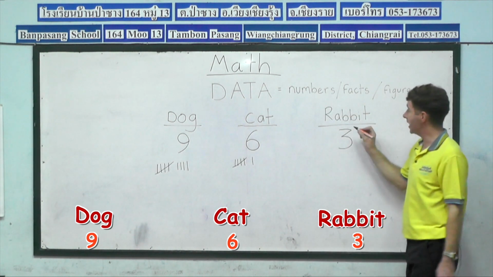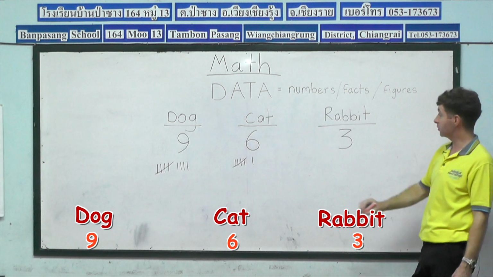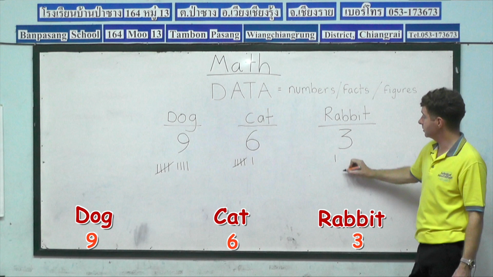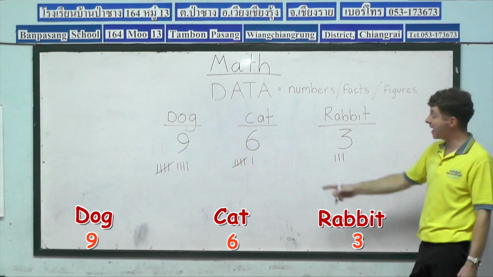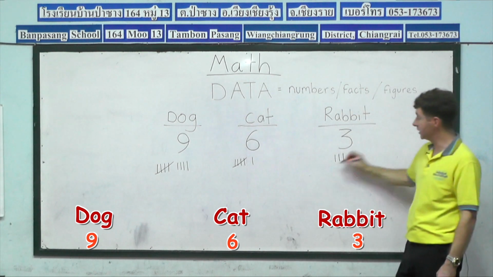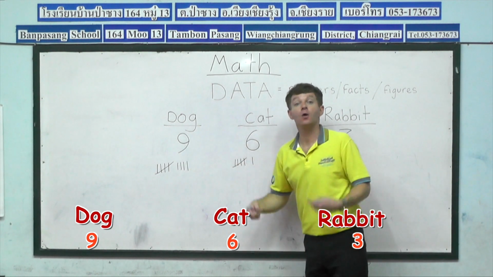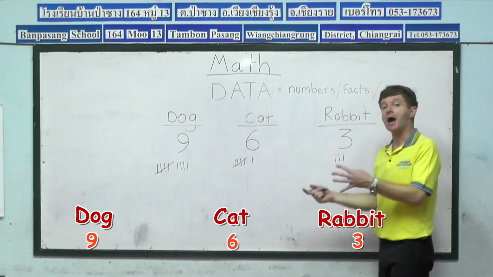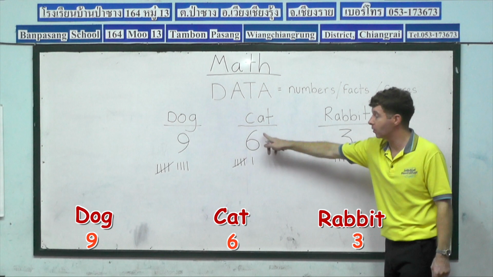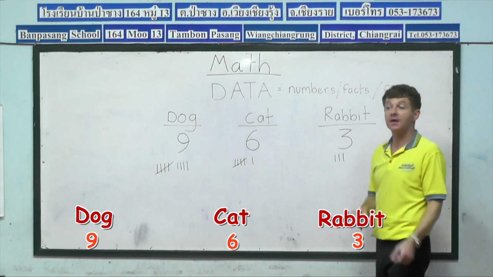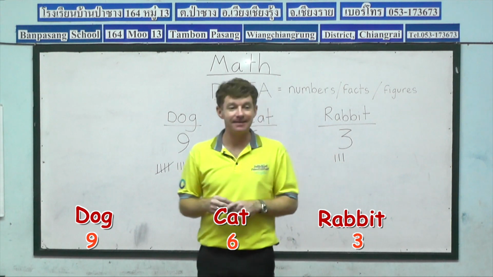Okay. And now, rabbits. How many rabbits? 3. 1, 2, 3. You see, we haven't reached 5 yet, so no need for our diagonal. By looking at these tally marks, we can see straight away how many answers we have, and then at the end, we just add them up for our total. And this is called, guys, organizing data.